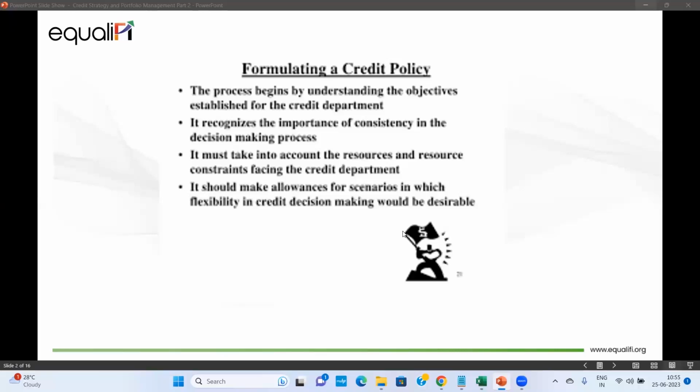It should make allowance for scenarios in which flexibility in credit decision making would be desirable. Now, again, when we talk about flexibility, what kind of flexibility am I talking about? Correct. This can be a flexibility up to 10 lakhs, no financials required, and hence no ratios except viability. True, very good.